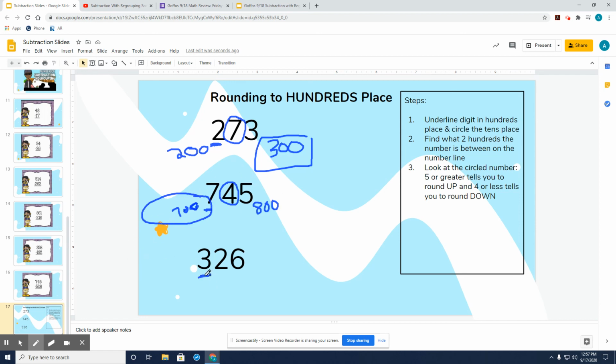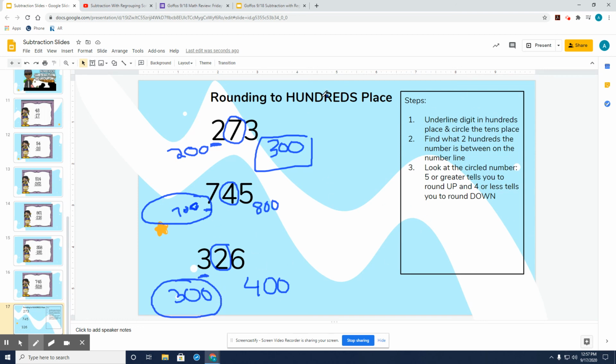And lastly, 326, you underline that 3, you circle that 2. You know, it falls between 300 and 400. And that 2 tells me I'm going to round down to 300. So again, your steps are over here.